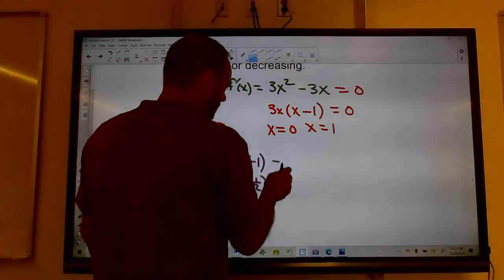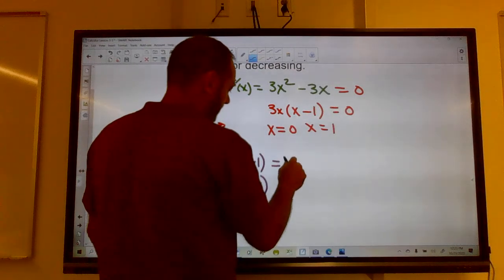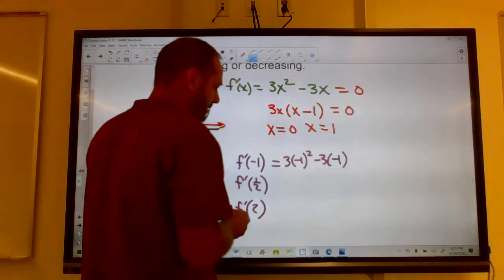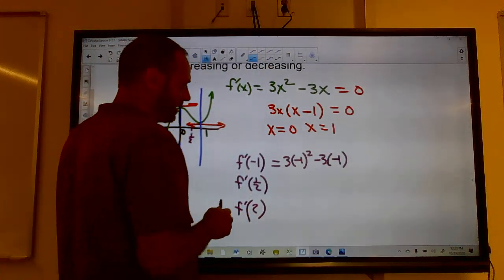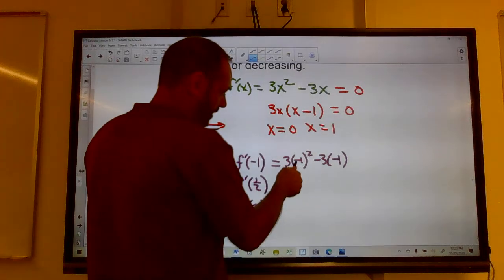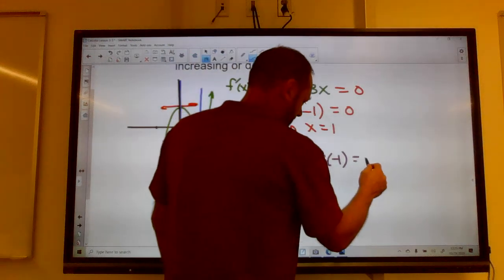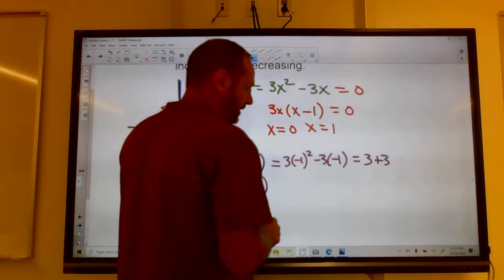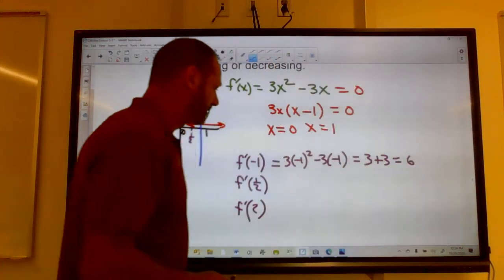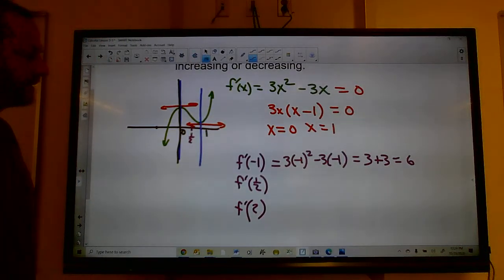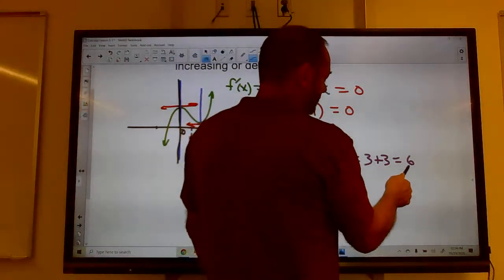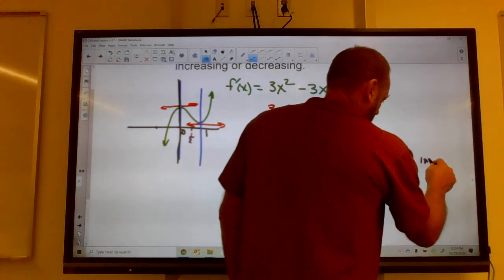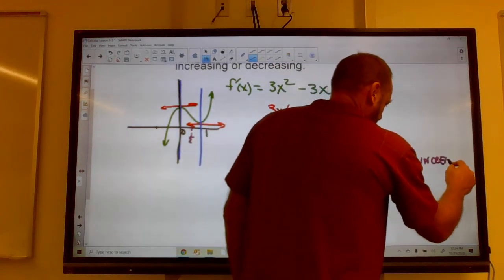So if I plug in f prime of -1, I get 3 times -1 squared minus 3 times -1. So that's going to be 1 times 3 is 3. And the negatives cancel out. That's plus 3. So the slope is 6 at -1. Now that's greater than 0. So this tells me that this is increasing over here. Slope is increasing.